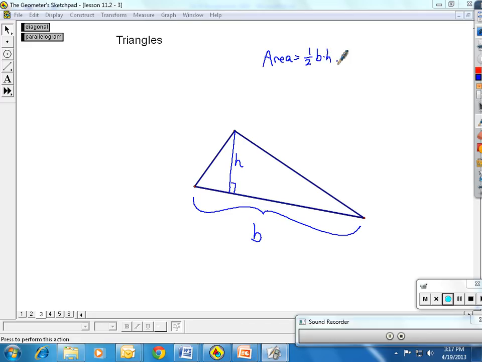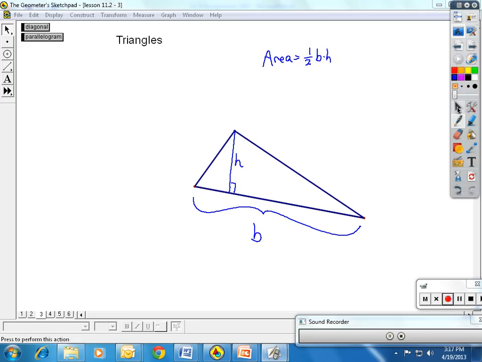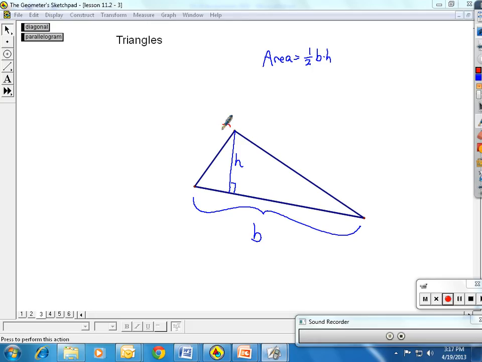Now, I'm going to use a different color to show you that my base doesn't have to be the bottom. This could very well be my base. Now, where is my height then? Well, my height would look something like this. If I extend this, I need to draw from this point here something perpendicular. This then would be my height, and this is my base. Okay, so that height is actually outside the triangle, that altitude.